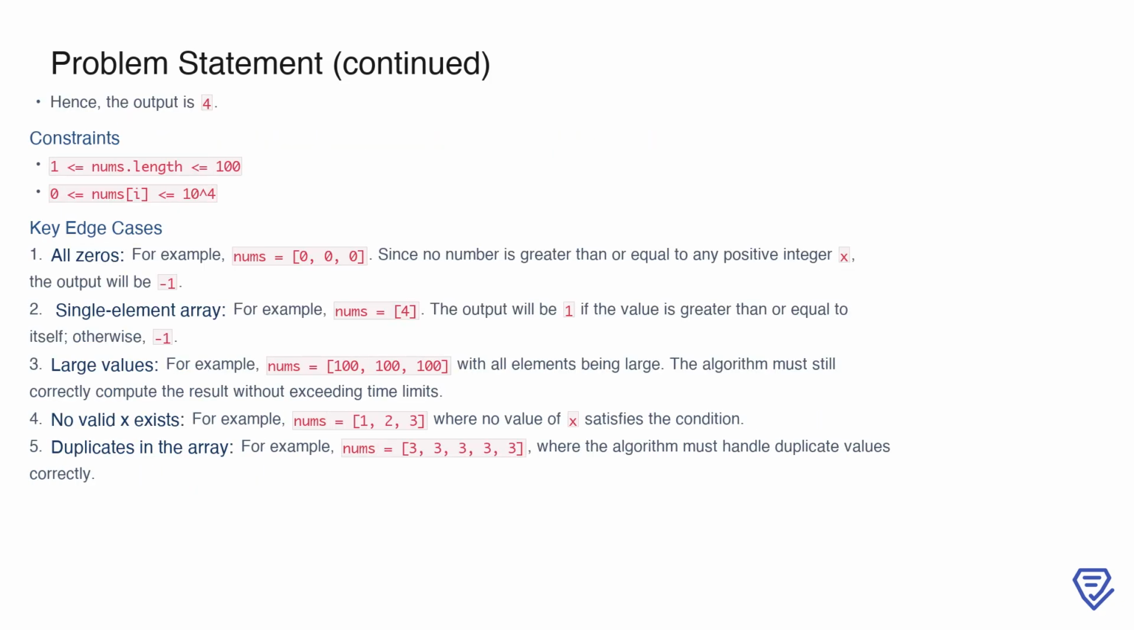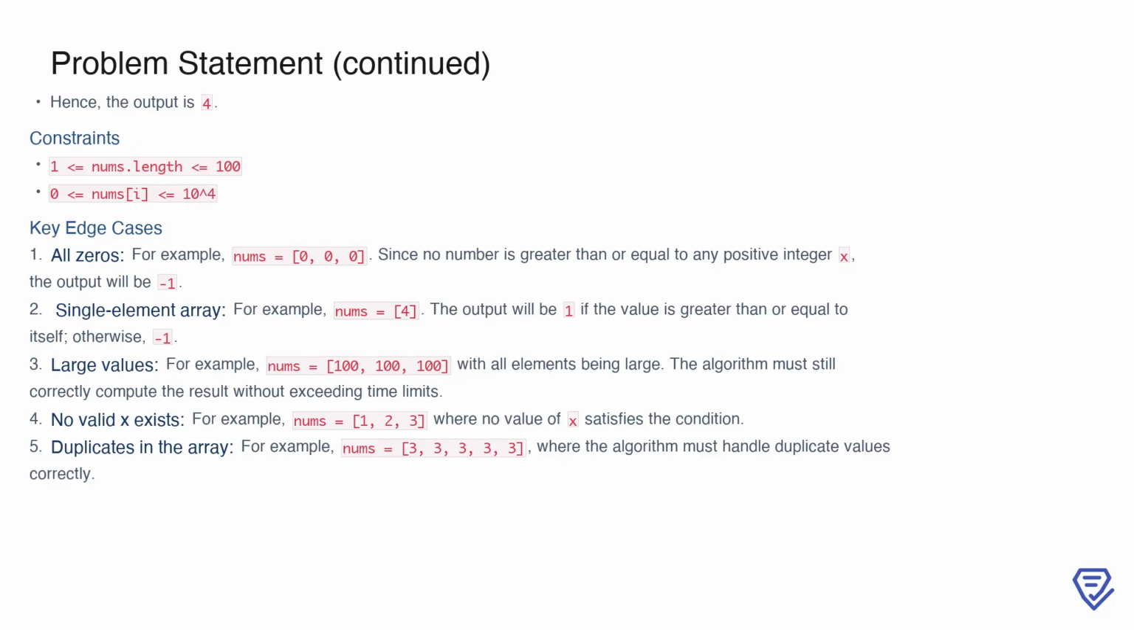To summarize, the constraints of the problem ensure that the length of the array is between 1 and 100, and each element in the array is a non-negative integer up to 10,000. Key edge cases to consider include arrays with all zeros, single-element arrays, arrays with large values, cases where no valid x exists, and arrays containing duplicate values.